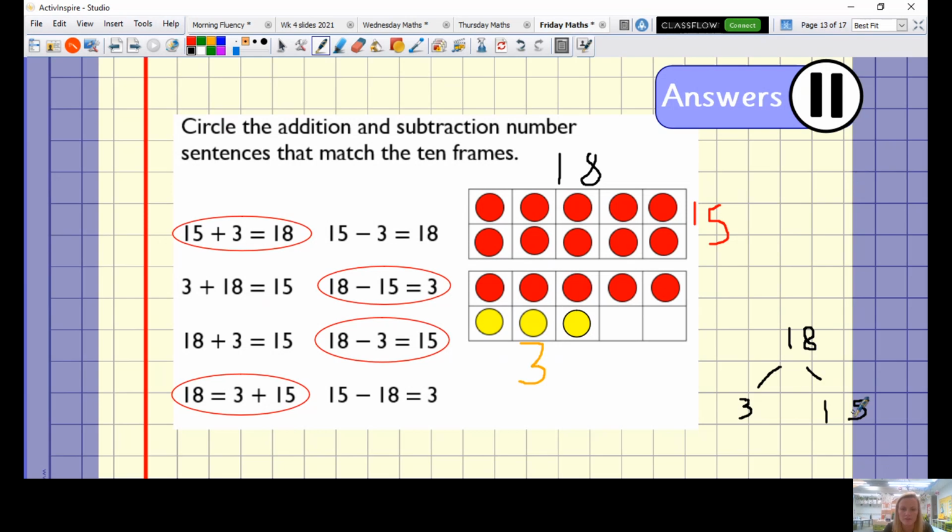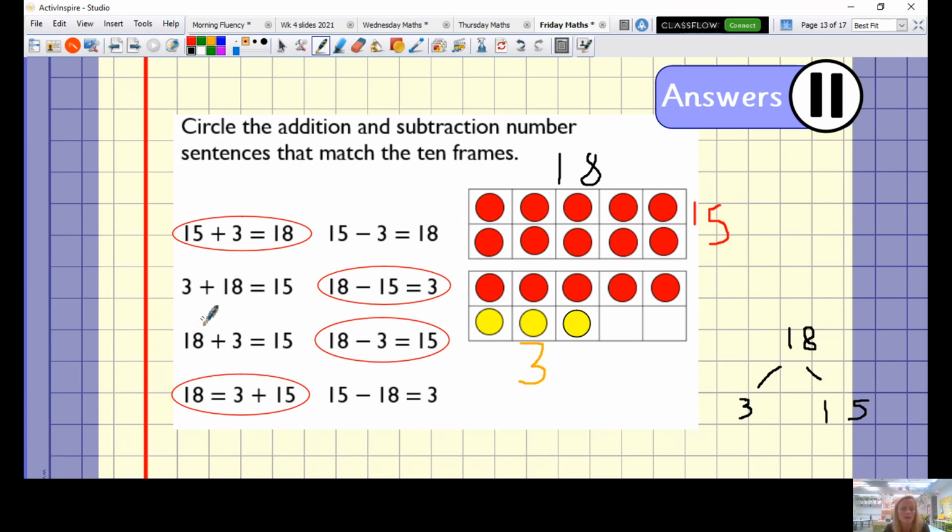So I know that 15 plus 3 equals 18. So I've circled that one. 15 minus 3 equals 18. The number would have to be less than 15. 3 plus 18 equals 15. Let's put 18 in our head. 18, 19, 20, 21. That's not right. Okay, 18 minus 15. So if I had 18 in total, took the red ones away, I would have 3 left. So I circled that one.